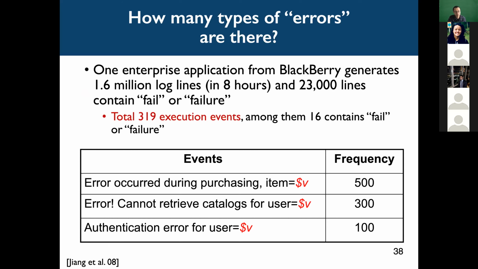If we apply log abstraction, we can reduce the 1.6 million log lines into 319 execution events. Among these events, only 16 contain fill or filler. So if you want to look at the log lines including fill and filler, you only need to look at 16 log events.